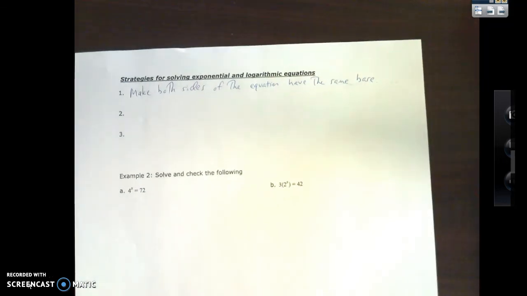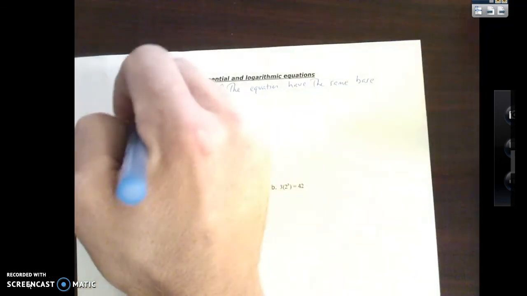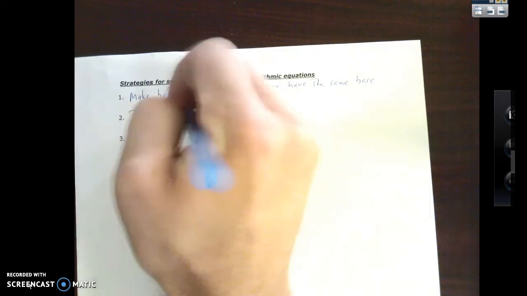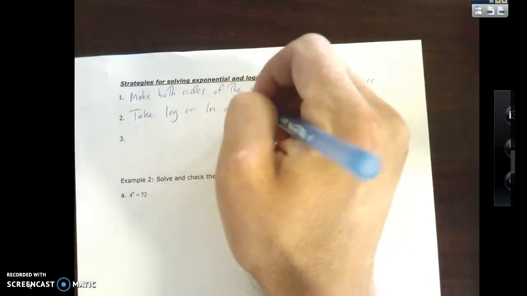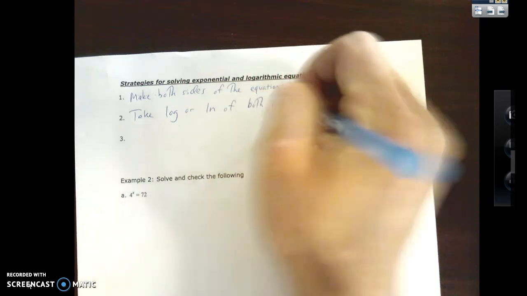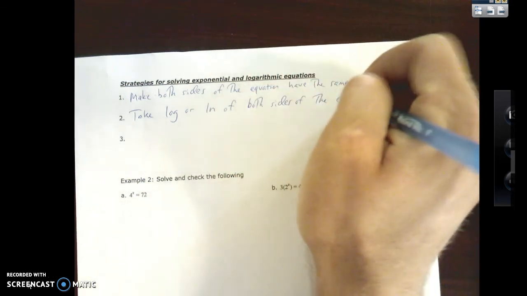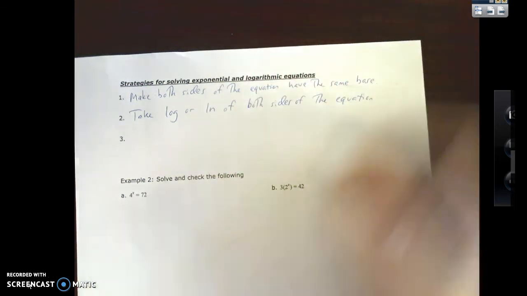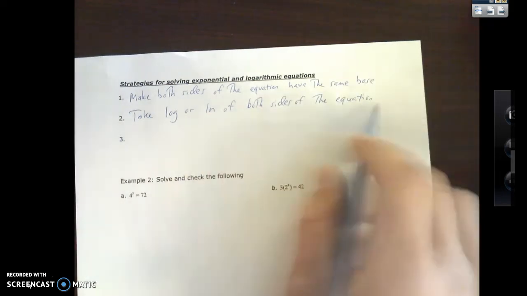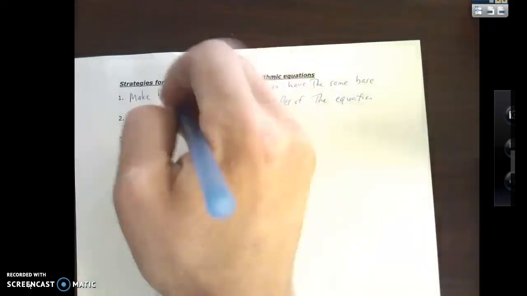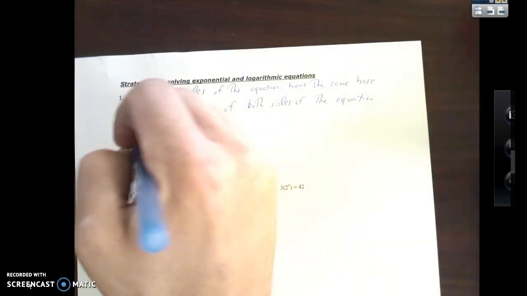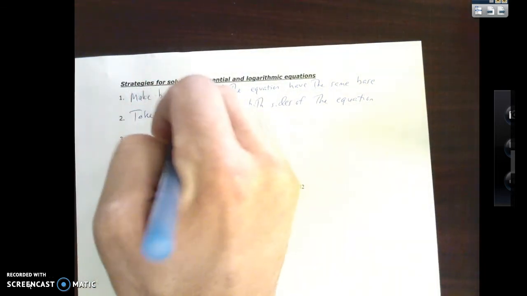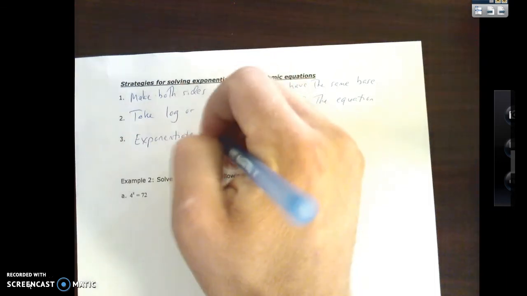If that does not work, we take the log or natural log of both sides of the equation. So if you have an x in your exponent and you can't rewrite it so that it has the same base, we take the log or natural log of both sides. And finally, if that doesn't work, we can exponentiate both sides of the equation.